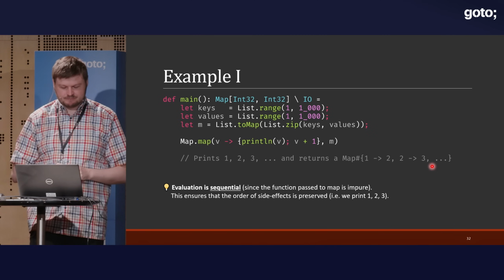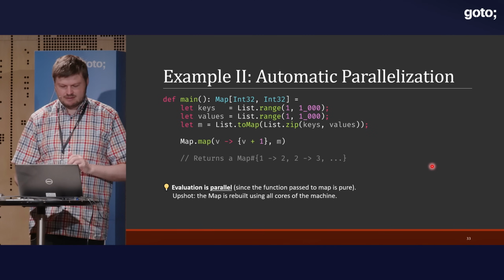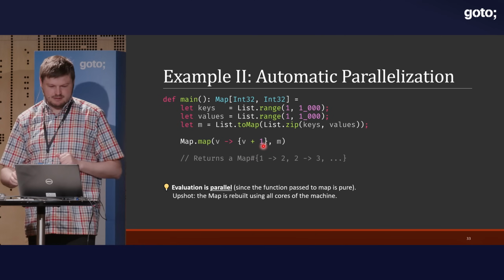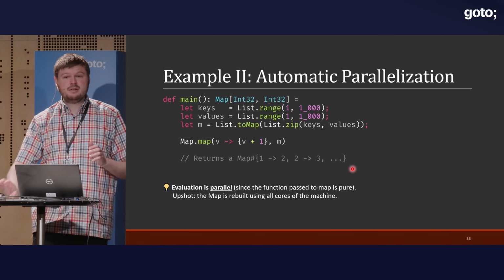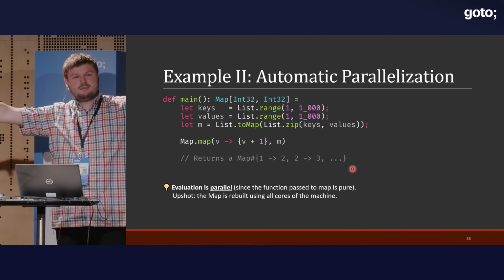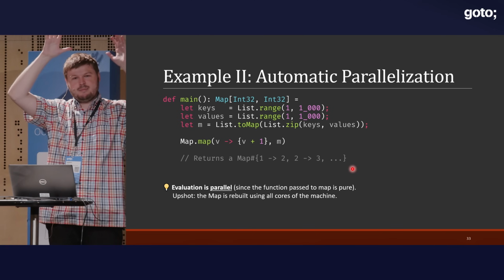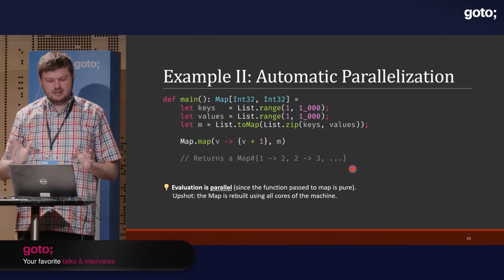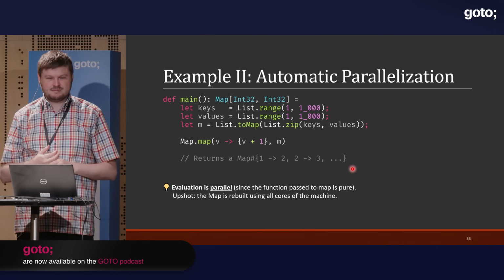That cannot happen. On the other hand, in the exact same program, if I didn't have the print and it was pure, it still returns the same map, but now internally it's going to spawn a number of threads equal to the number of cores, and it's just going to rebuild the map in parallel. So you get parallelism for free. You as the user didn't have to do anything.